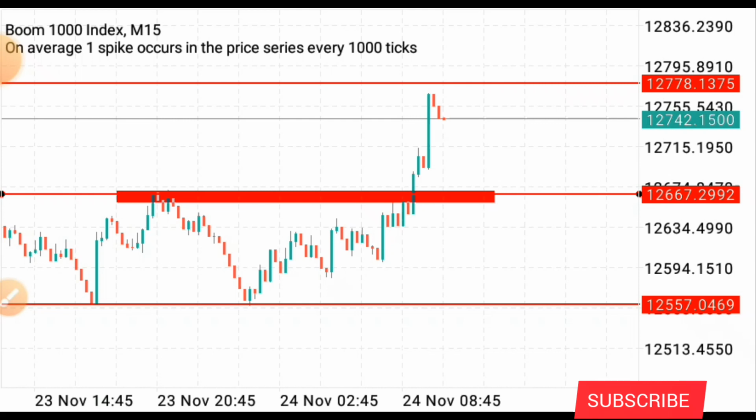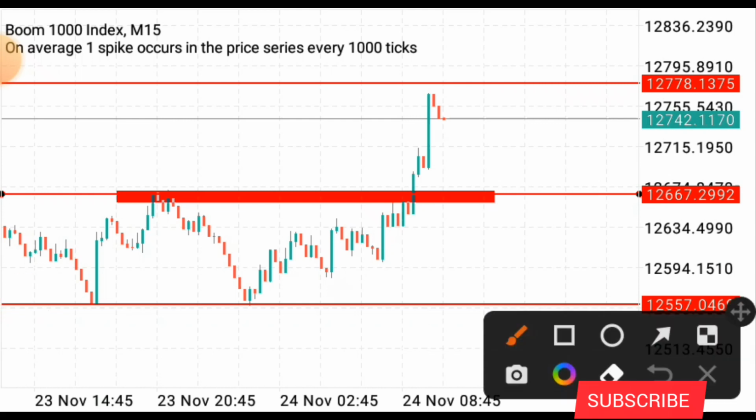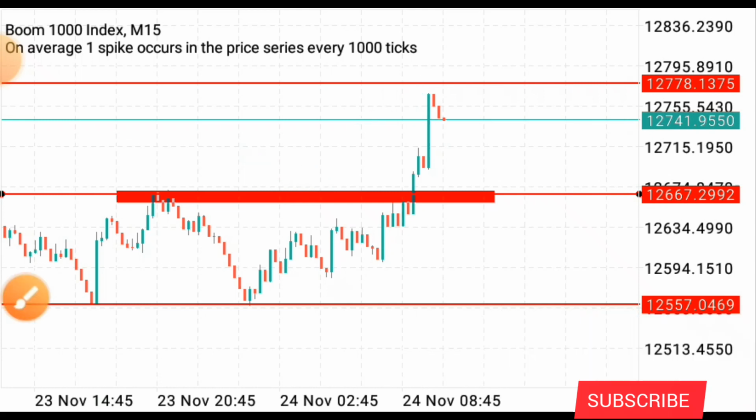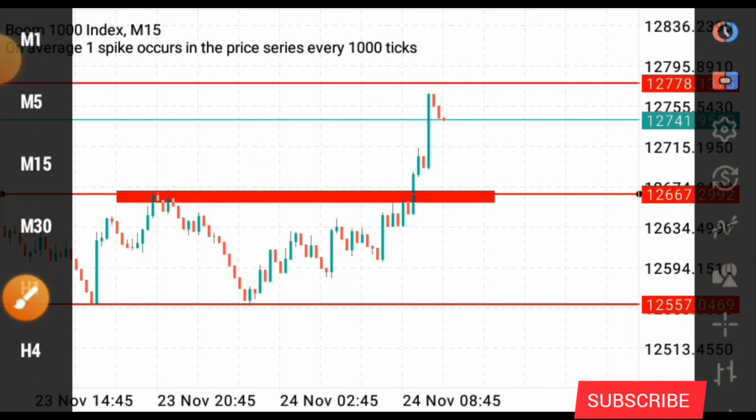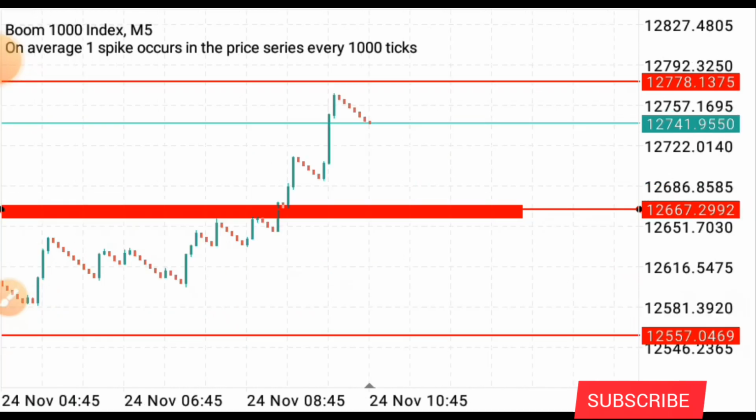So now what I'm concerned with right now is this zone and this one up here. These are the two areas I'm concerned with right now, right? These are the areas I'm looking to take my entry from, alright. So now it's like I'm already late, so let me go to the 5-minute time frame.